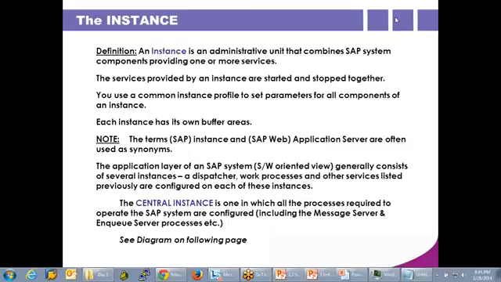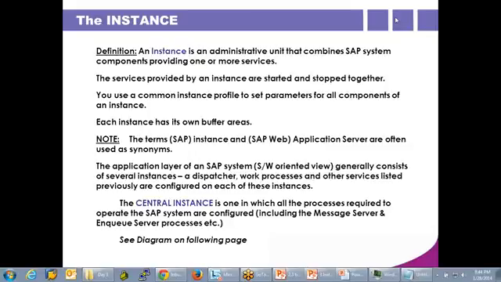Each and every instance has its own resources. That means each and every instance has its own memory, its own CPUs, its own processors, like that, based on the hardware you chose or your client gave to you. We will discuss that also in the next class.